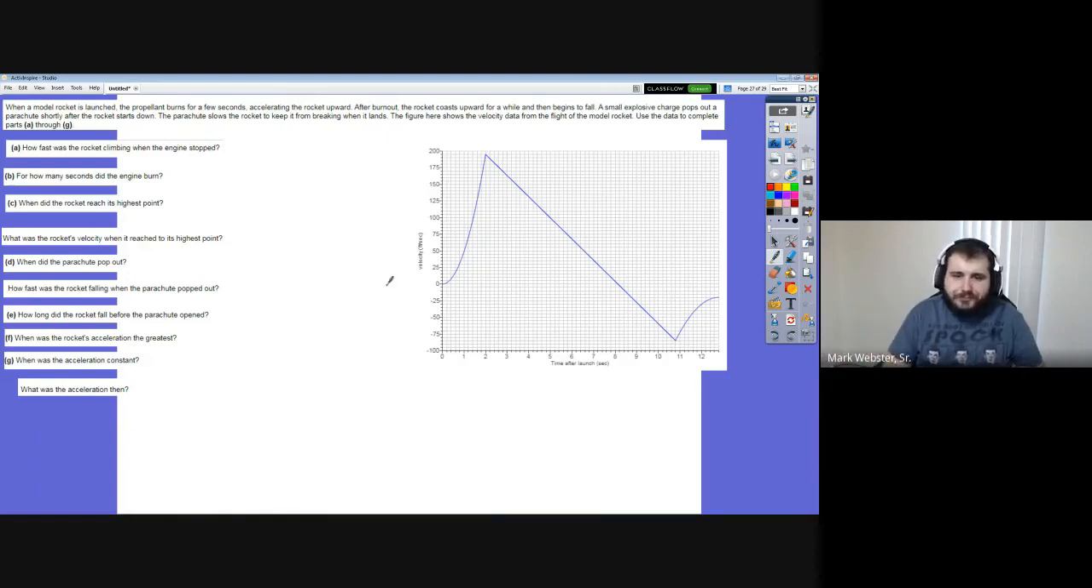So look, this is not displacement. Again, this is a graph of your velocity. What we want to know is, how fast was the rocket climbing when the engine stopped? Well, where do you think the engine stopped? Right here, right? How fast was it climbing? Well, it's just a matter of trying to read that. It looks like it's like 195 feet per second.